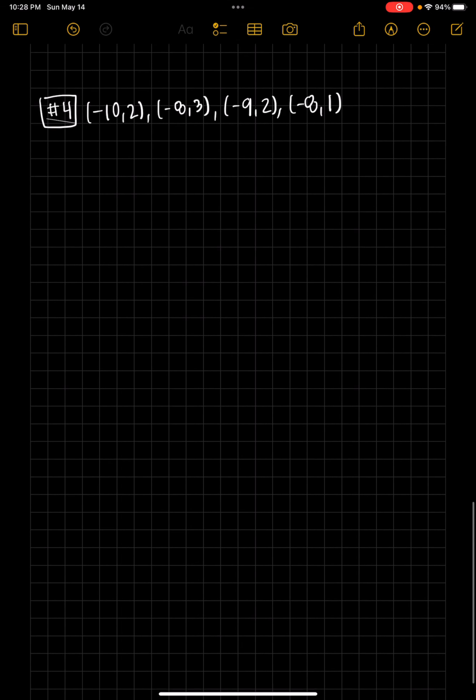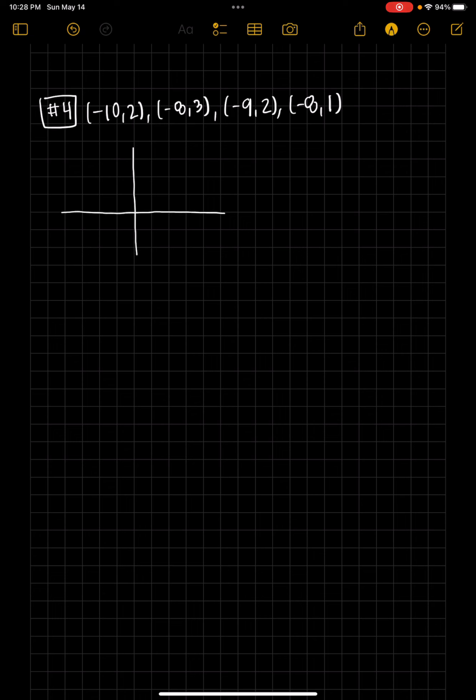All right, let's do this last example. And the last example is another area one. So first things first, let's graph it. So -10, 2, 2, 4. We'll call that A. Negative 8, 3. I'm going to call that B. Negative 9, 2. Ooh, this is going to be a little one. And then negative 8, 1. Whoa, what did I do?